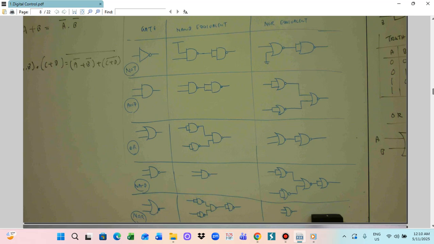I don't go into detail about De Morgan's theorem. I just tell you why we utilize those theorems.